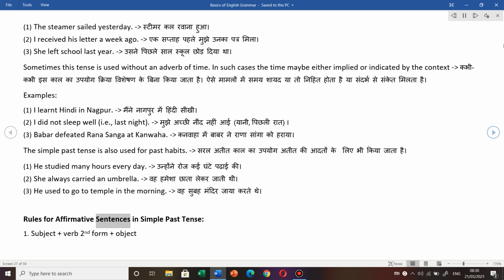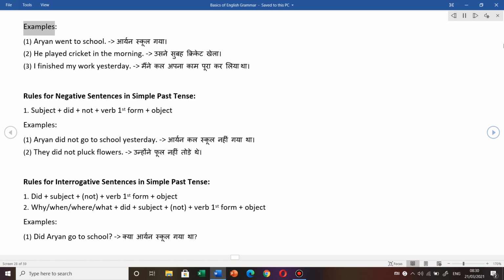Rules for affirmative sentences in simple past tense. Subject plus verb second form plus object. Examples. Aryan went to school. He played cricket in the morning. I finished my work yesterday. Rules for negative sentences in simple past tense. Subject plus did plus not plus verb first form plus object.